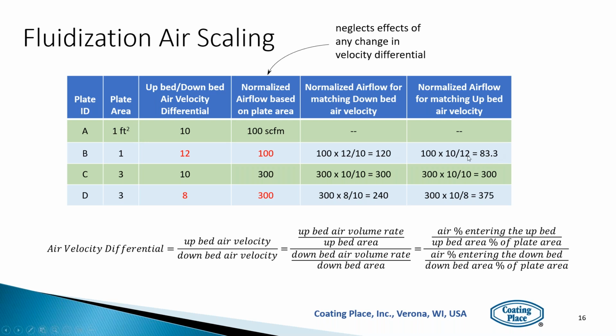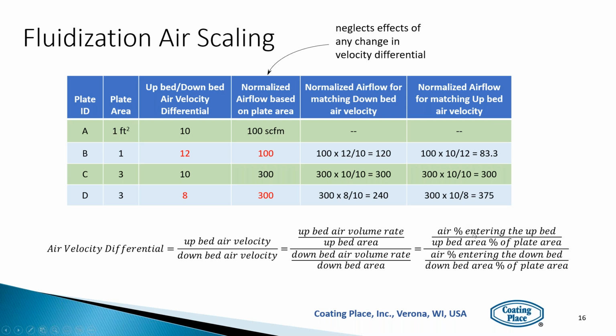Now, if the up bed is the critical part of the process, then you would actually scale the air down to try and match that. But I know velocity differentials are difficult to determine. The simplest way I know is to look at up bed air velocity versus down bed air velocity. Up bed air volume rate divided by the area of the up bed gives you the up bed velocity. Down bed air volume divided by the down bed area gives you the down bed velocity. This is equivalent to the percent of air entering the up bed over the percent of the bed area in the up bed, and vice versa for the down bed.